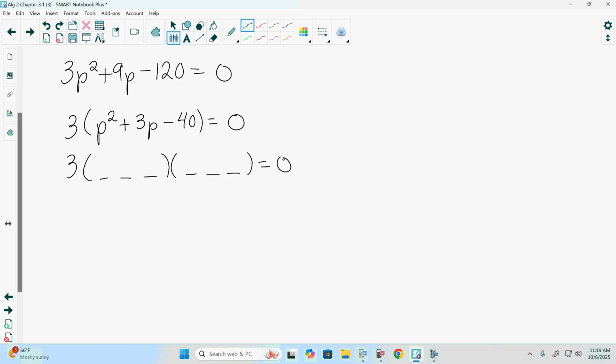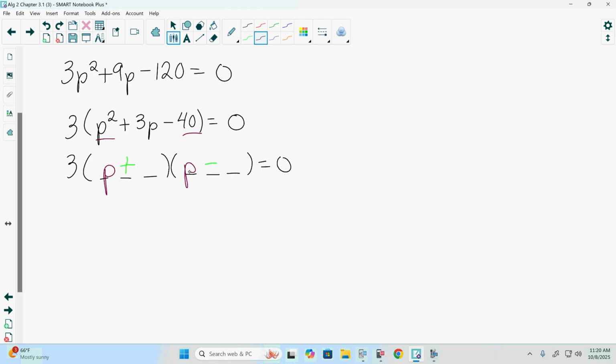At this point here, we'll have two sets of parentheses with three spaces. And since the third term is negative, our signs are going to be opposite. One's going to be positive, one is going to be negative. Now we're going to find the factors of the first and third term.